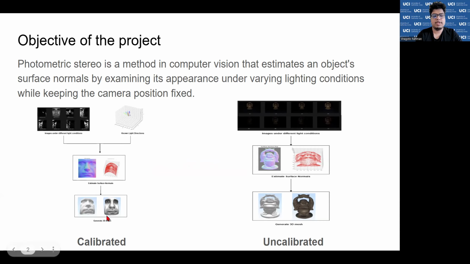For part one, I have the calibrated one, where I have access to the images and the directions. From these two I will estimate the surface normals, and from the surface normals I will estimate the depth and generate the mesh. And for the uncalibrated one, I have access only to the images, so from them I'm going to estimate the surface normals and then the depth and the mesh.